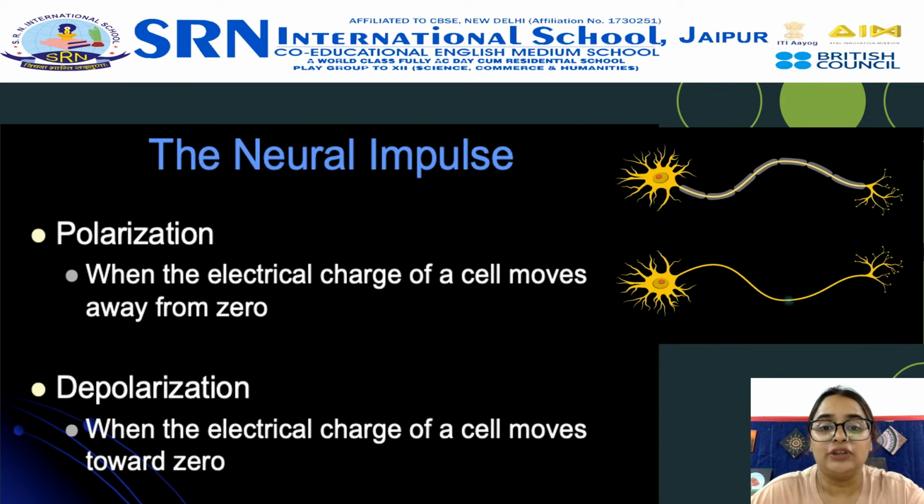Then we have neural impulse. There are two concepts in neural impulse. First is polarization, and then we have depolarization. Polarization is when the electrical charge of a cell moves away from zero, and depolarization is when the electrical charge of a cell moves towards zero.